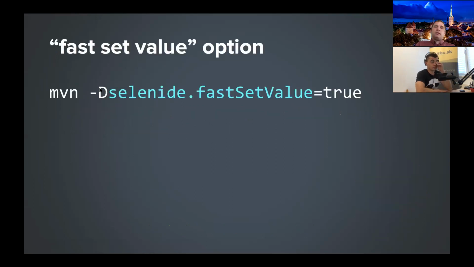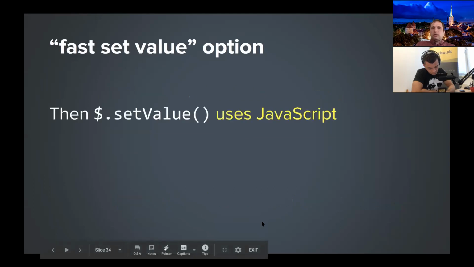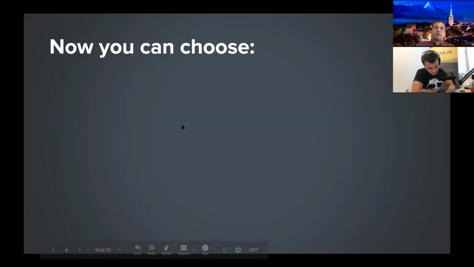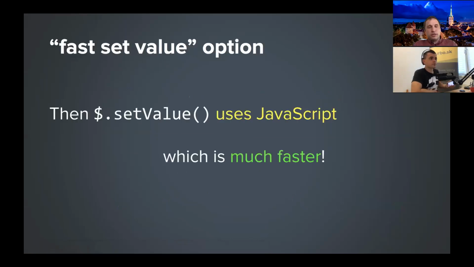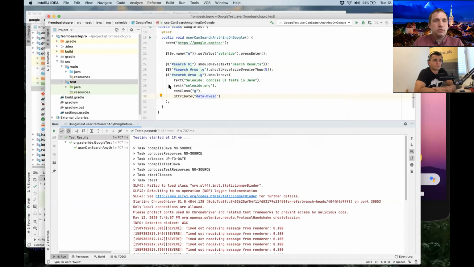You can enable the fastSetValue option in Selenide. You can set it to true. And in this case, Selenide will set values to input fields. These are 2 ways to enable it. And in this case, the setValue method in Selenide will use JavaScript to set the value, which is much faster. And let me demonstrate how it works. I have prepared one simple demo.